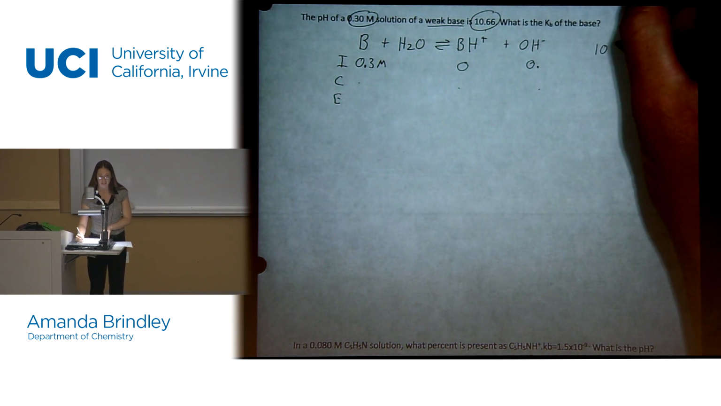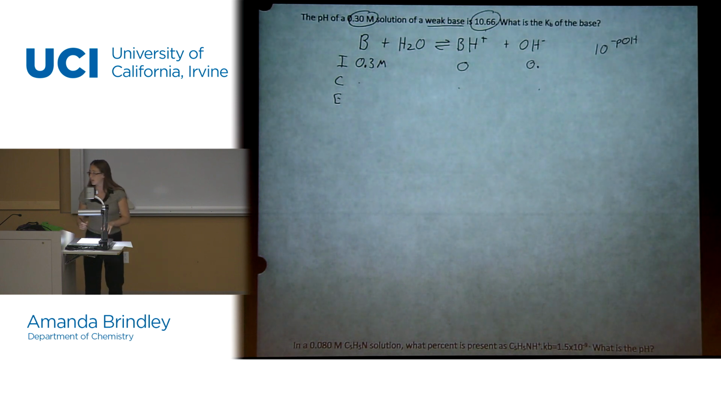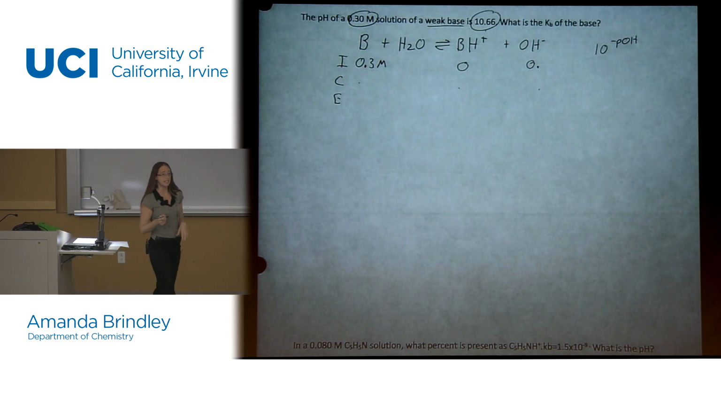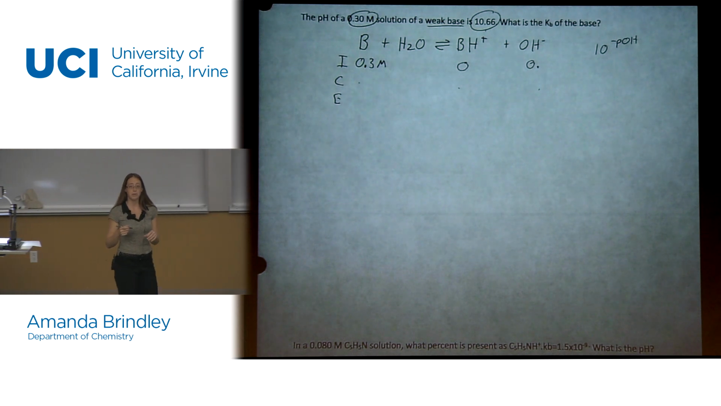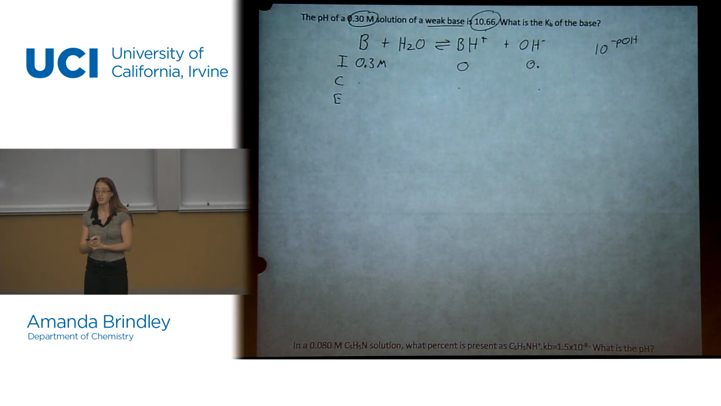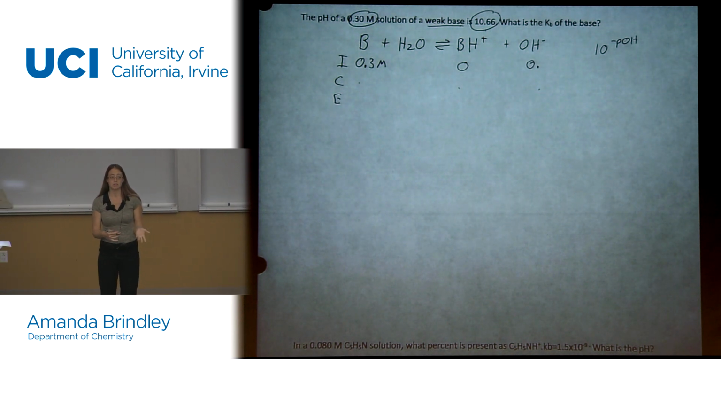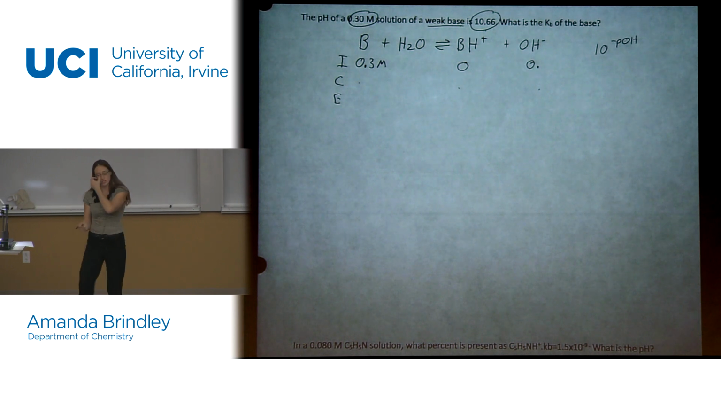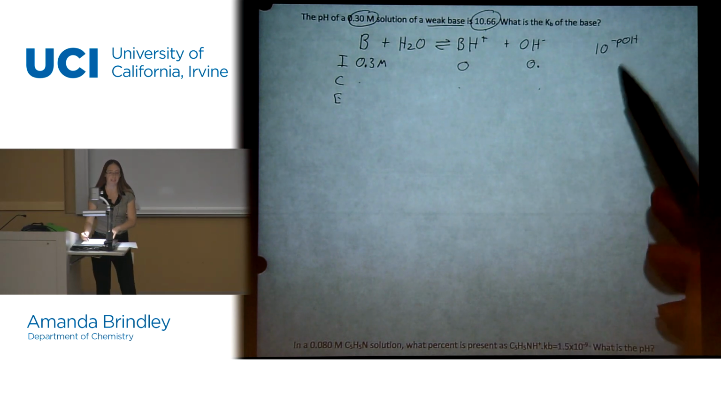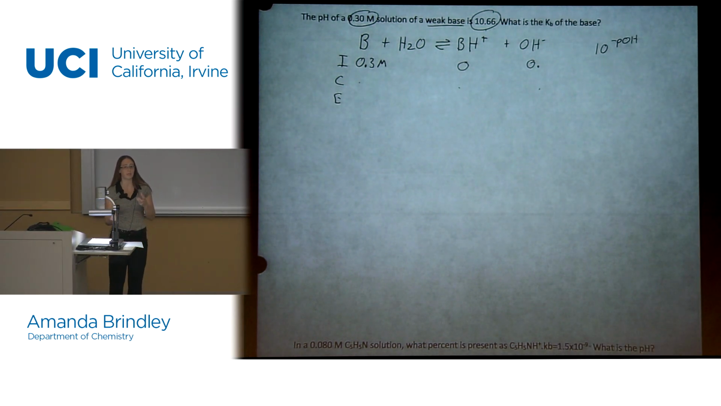10 to the negative pOH. Now make sure you know where that 10 to the negative is coming from, right? That comes from pOH equals what? Negative log of OH minus. But how do you undo a logarithm? 10 to the power of. So this isn't like a new equation or something like that. It's just the algebra rearrangement of pOH equals negative log of OH.